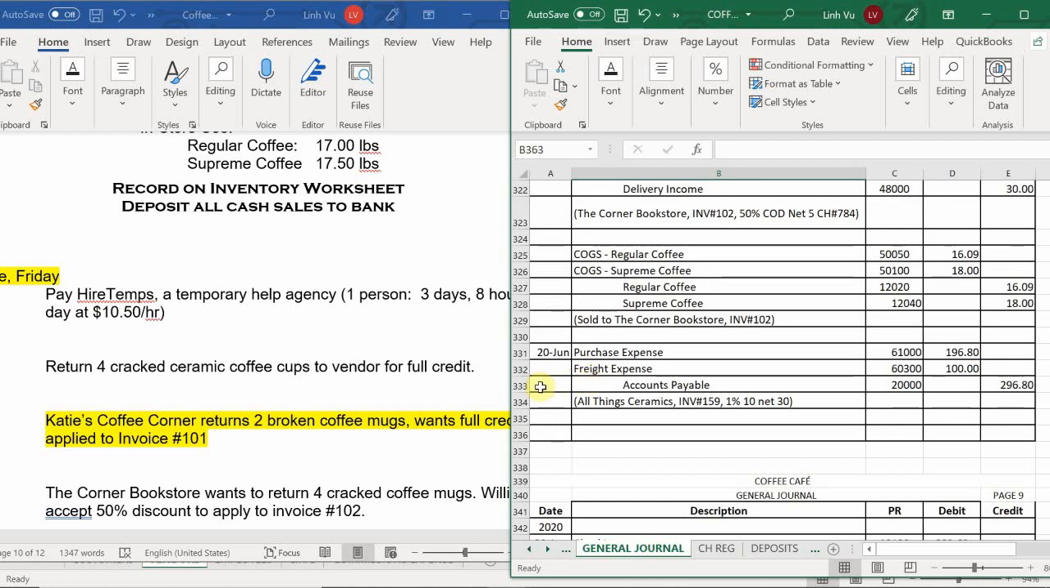We pay part of the ceramic cup. No, we didn't pay them. What did we do? We didn't pay. We pay part of the cups, the ceramic cups here on the 20th. Take a look at this transaction right here. Where does it say that I made a payment or a partial payment? No, we didn't. What did we do?